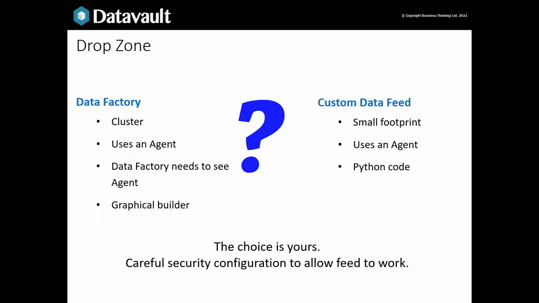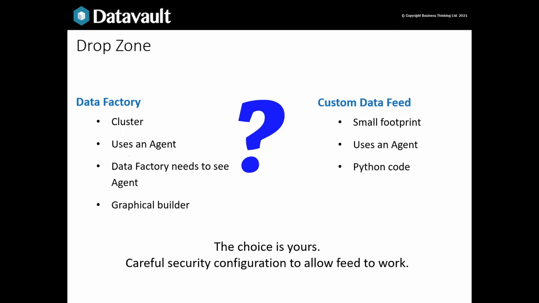So we've got a choice here of working with Data Factory or a custom data feed. With Data Factory, you're firing up a cluster of resources. It uses an agent which it deploys in the source system, but the Data Factory needs to see the agent to allow it to run. And if your source system's locked out from allowing the Data Factory to see it, it can be a bit of a pain to get that working. It's nice as well because there's a graphical builder on that, and you can build pipelines up quite quickly.